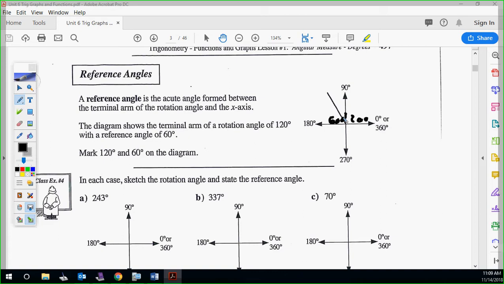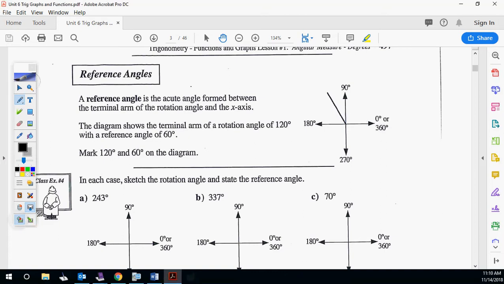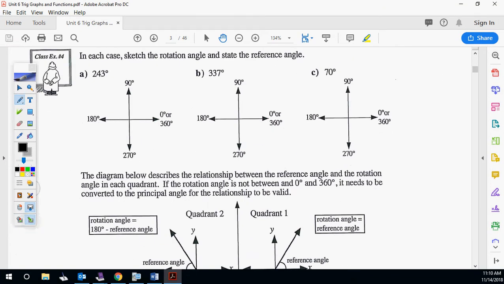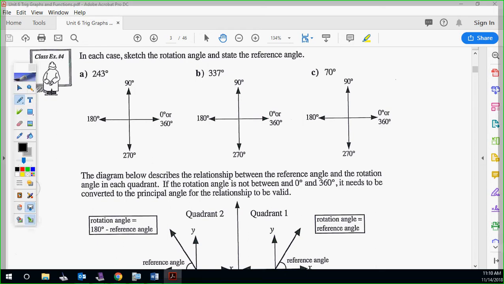Okay, so we're going to do a couple of these here. You might see the pattern, but please ask questions if you need to. So let's look at these three. Where is 243? 243 is going to be right about here. So I want this angle. How do I get it? 243 minus 180. That gets you that chunk there. So 63 is that reference angle.